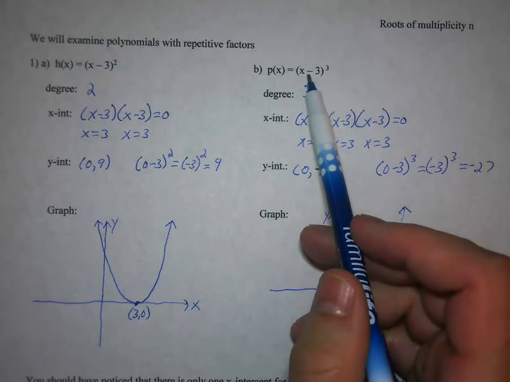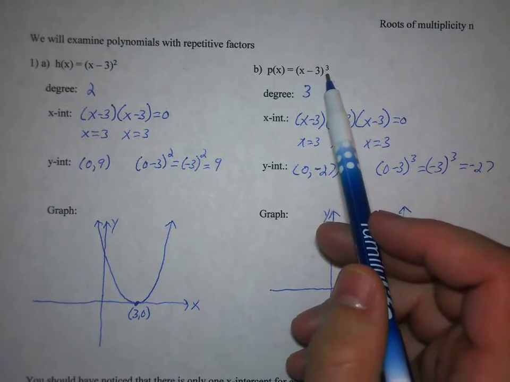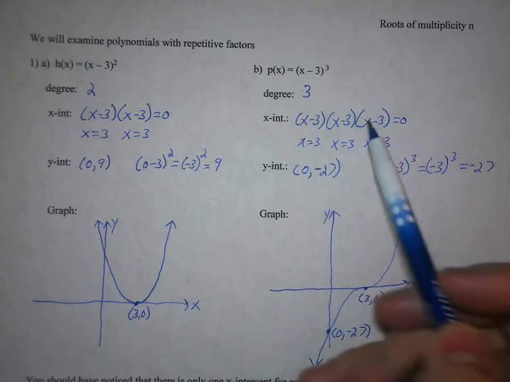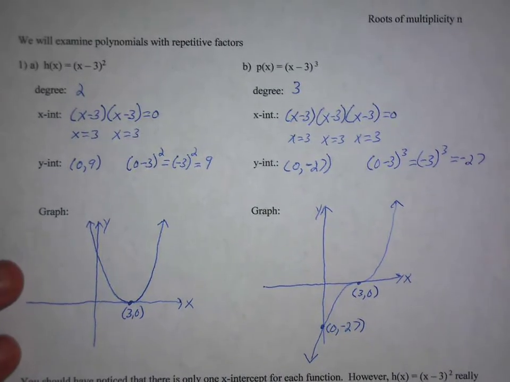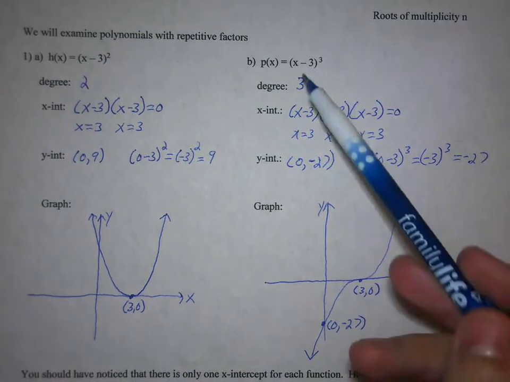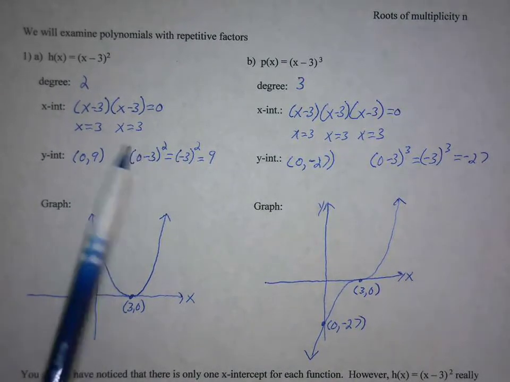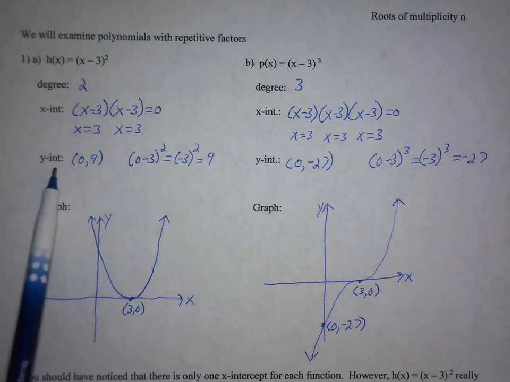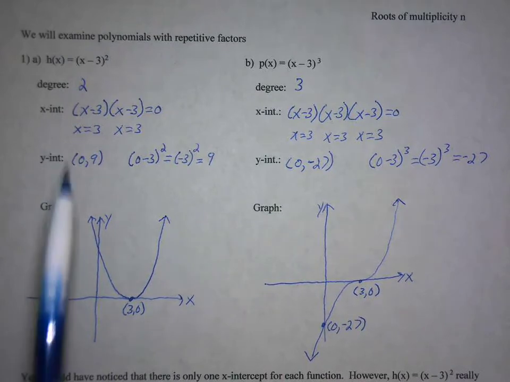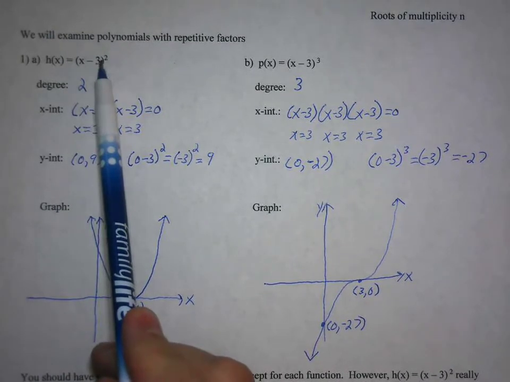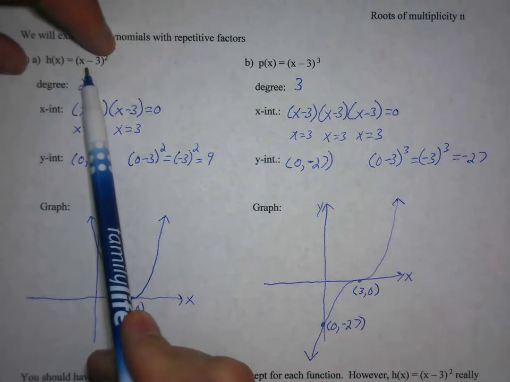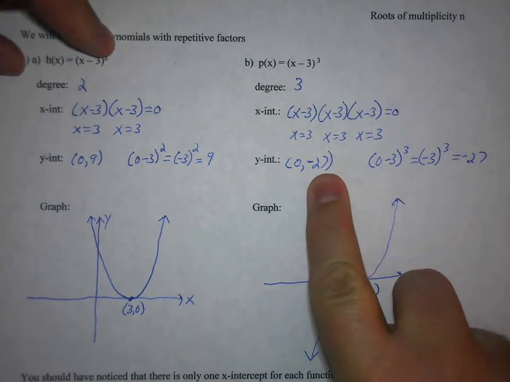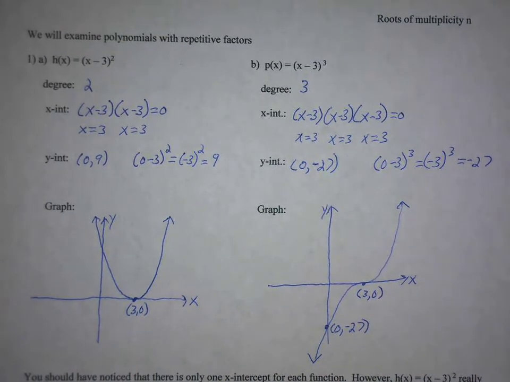So when you have these factors that repeat themselves, so here you have a 3, that means that you have x minus 3 three times. So that would be an x to the third polynomial if you multiplied it out, so degree 3. Okay, so we see what happens here is you get x-intercepts that repeat themselves. For a y-intercept, remember you put 0 in for x. So you would do 0 minus 3 is negative 3, squared is positive 9, and negative 3 cubed is negative 27. Okay, so that's how you find the y-intercept.